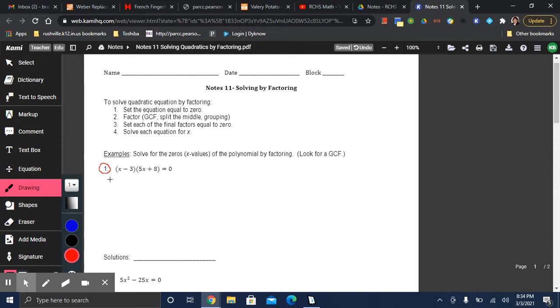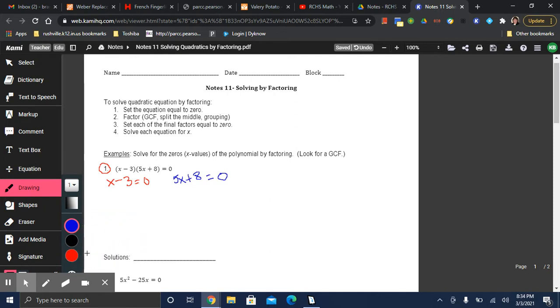Now, once we have those, we're going to take each parentheses and set it equal to 0. And this is the zero product property, which says if you have two things being multiplied, and they equal 0, then one of those factors must be equal to 0. So we'll start off setting each parentheses. So in this case, I have the x minus 3 and the 5x plus 8. I'm going to set both of these equal to 0.